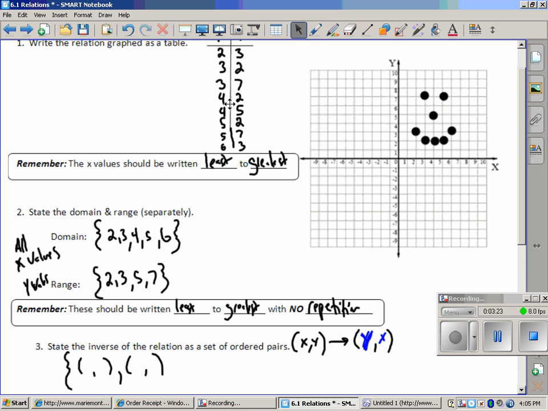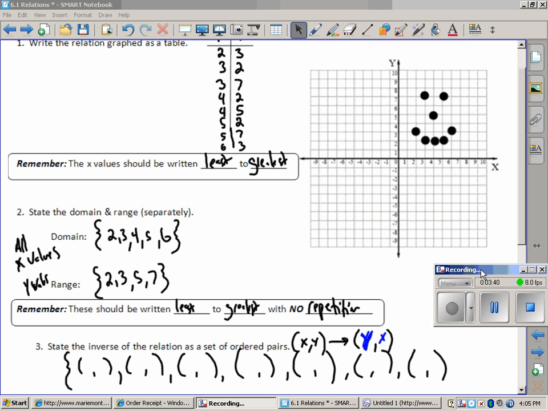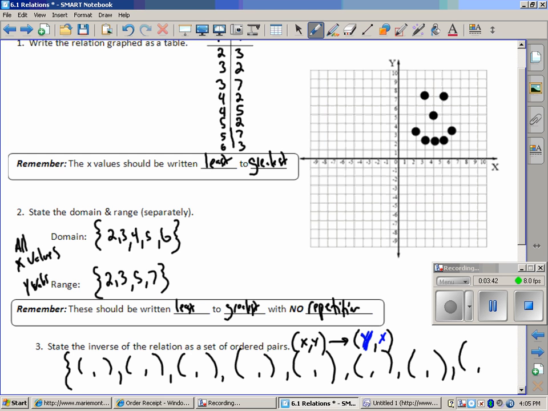Let's see, how many of these do I need? 1, 2, 3, 4, 5, 6, 7, 8. Okay, now I need to reverse these ordered pairs.